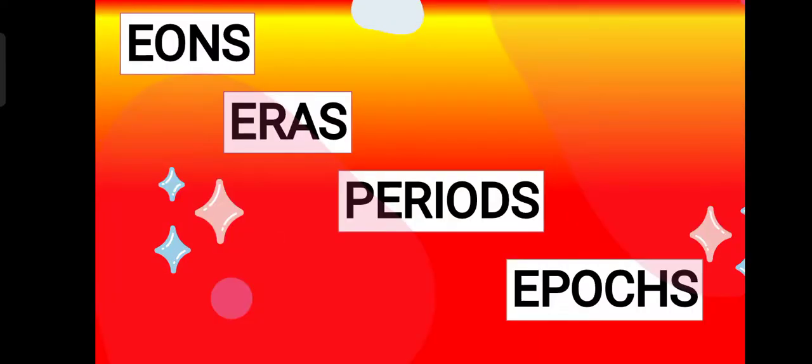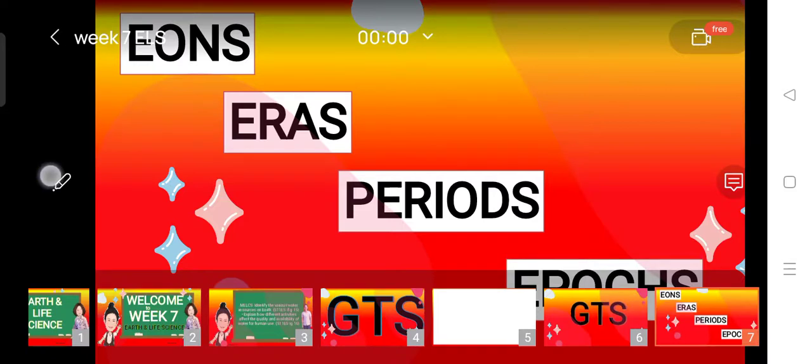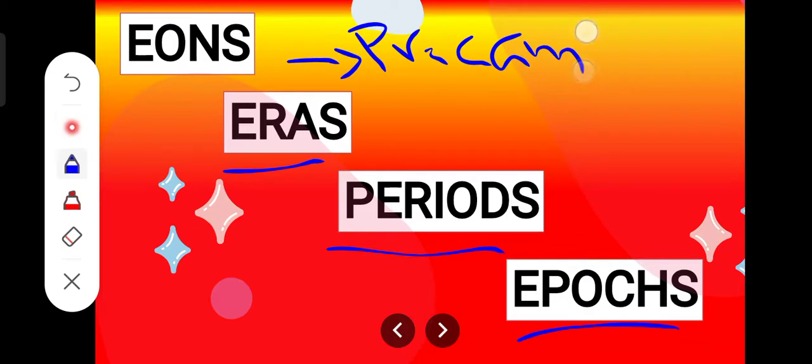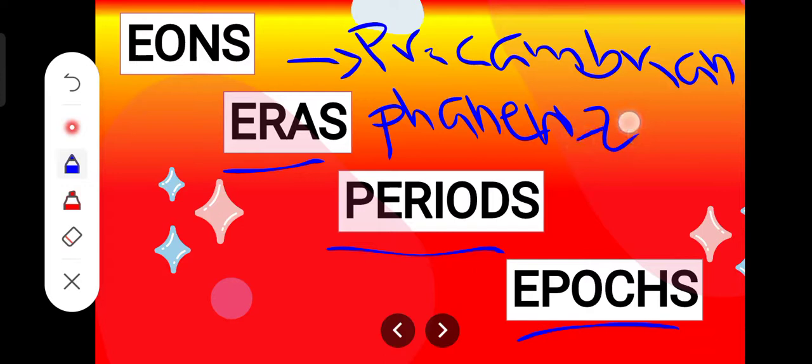The time scale, or the GTS, is also divided into eons, which are then divided into eras. Then eras are divided into periods, and periods are divided into epochs. In the GTS, we have two eons: the Precambrian and the Phanerozoic. So those are the two eons under the GTS, which are then divided into eras, periods, and epochs.